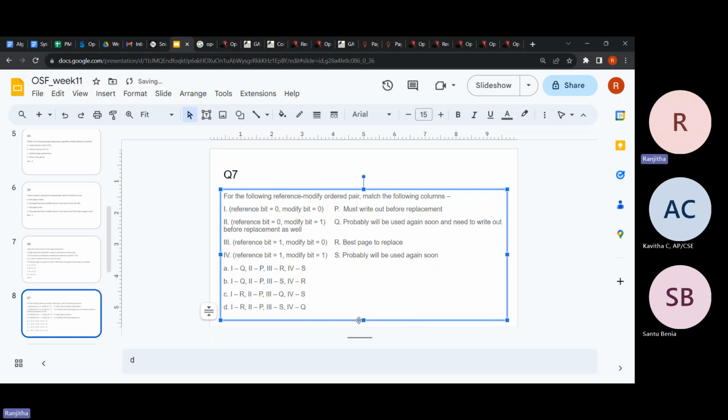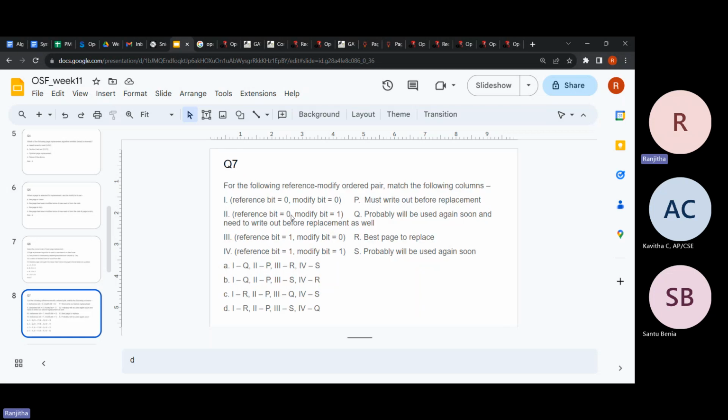Match with R. Then reference bit 0 and modify bit 1. Reference bit 0 means it is not recently used, but modify bit 1 means this needs to be written out before replacement. So P. So 2 will go to P.